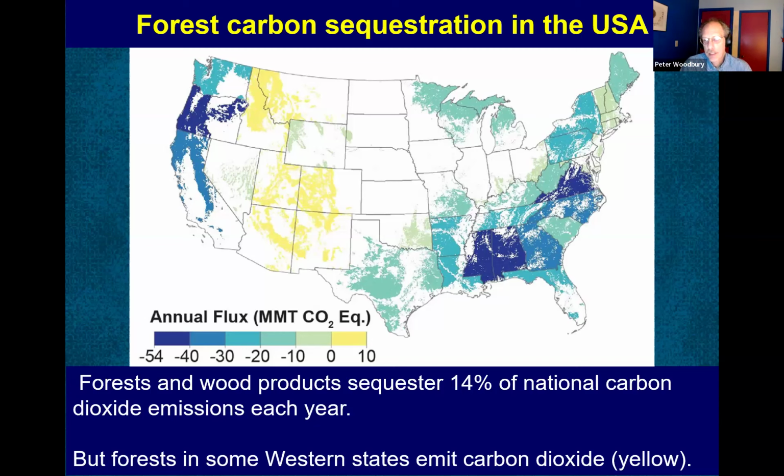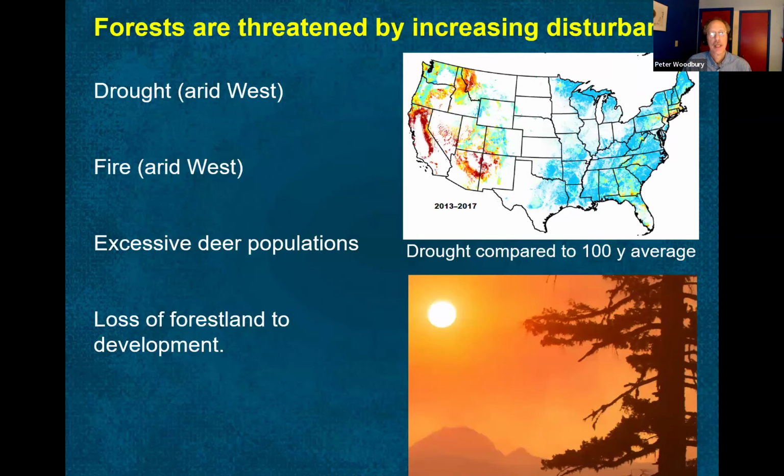So the darker colors show where there's more carbon being removed from the atmosphere, and the yellow color shows where actually forests are emitting carbon to the atmosphere. So that's in the arid west, the arid inland west, where the forests are in trouble. And we'll talk about that a little bit more right now, in fact. So what's going on there?